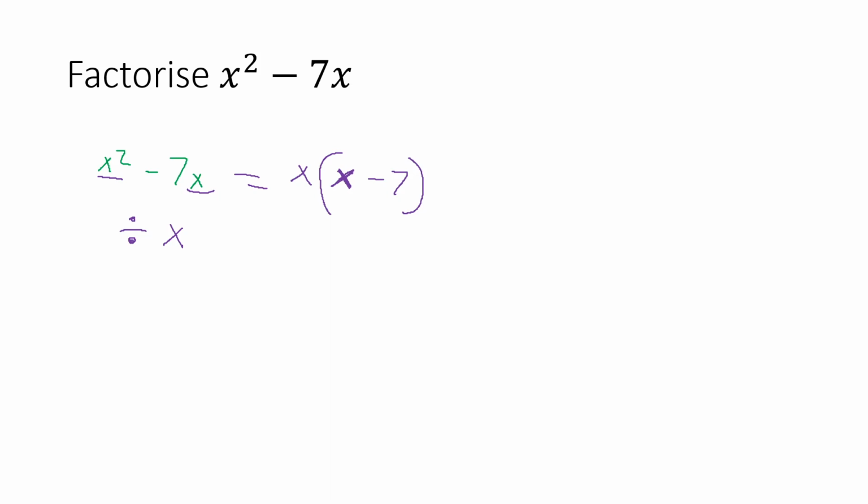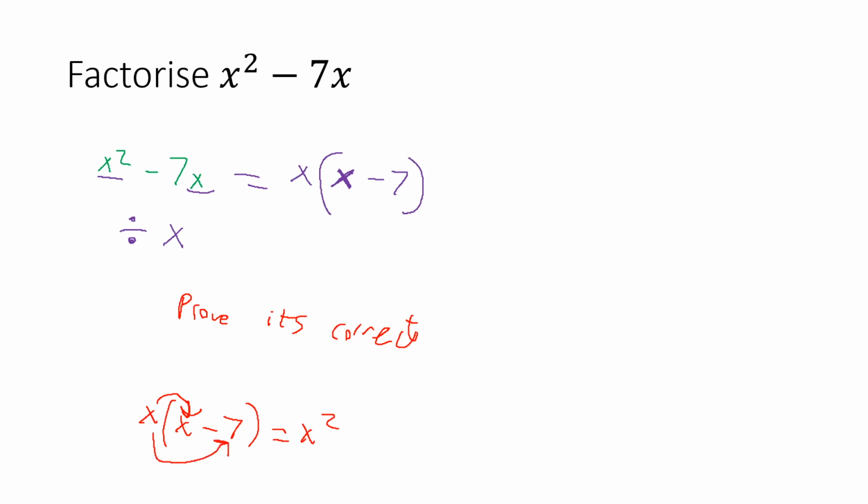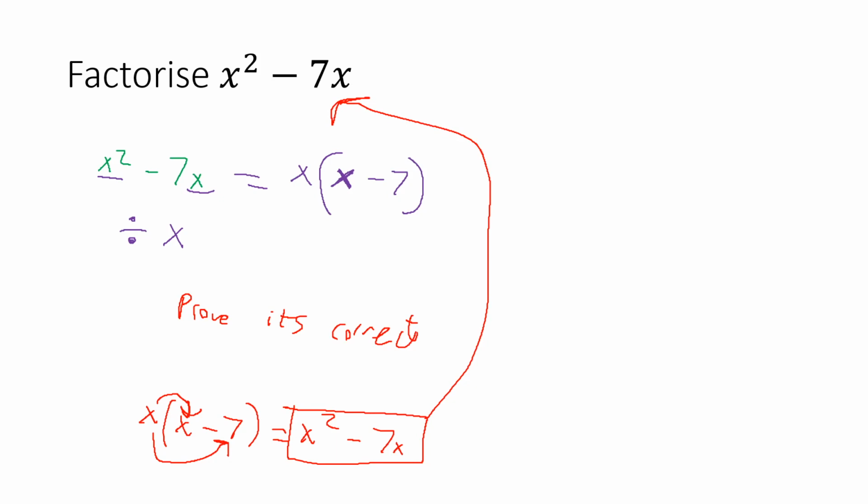Again, we can prove that it's correct. So we can say that x times x minus 7. What's x times x? X times x is equal to x squared. X times minus 7 is just going to be minus 7x. So we know that this is the problem that we had at the start. So we know that this is correct.